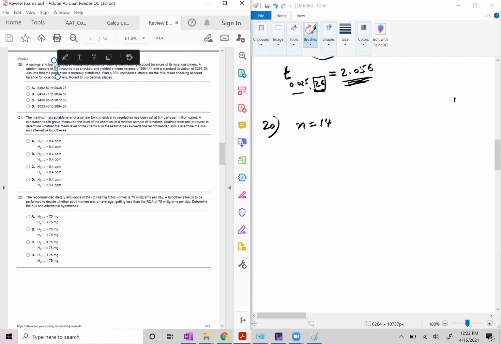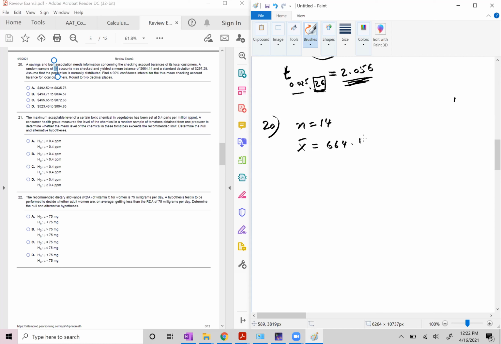Sample of 14 accounts, and the mean of that sample, which is X bar, is 664.14, and S is 297.29.